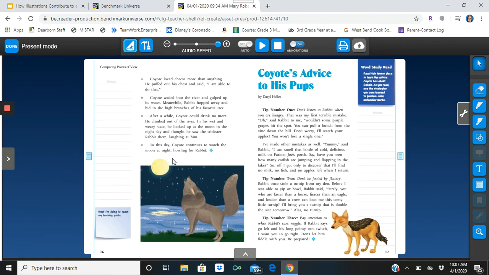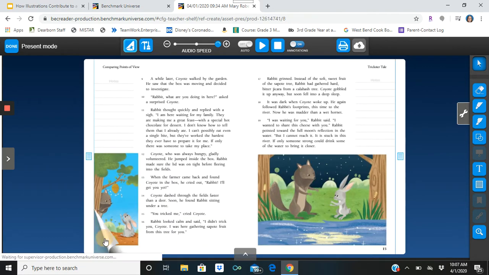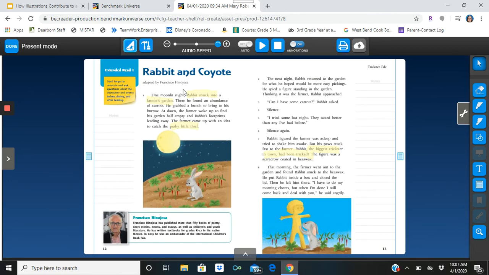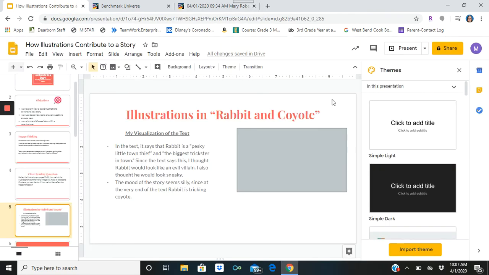So the illustrations in the text really show me something way different than what I thought. Okay, so let's write that down. I'm going to look here and let's move this box.